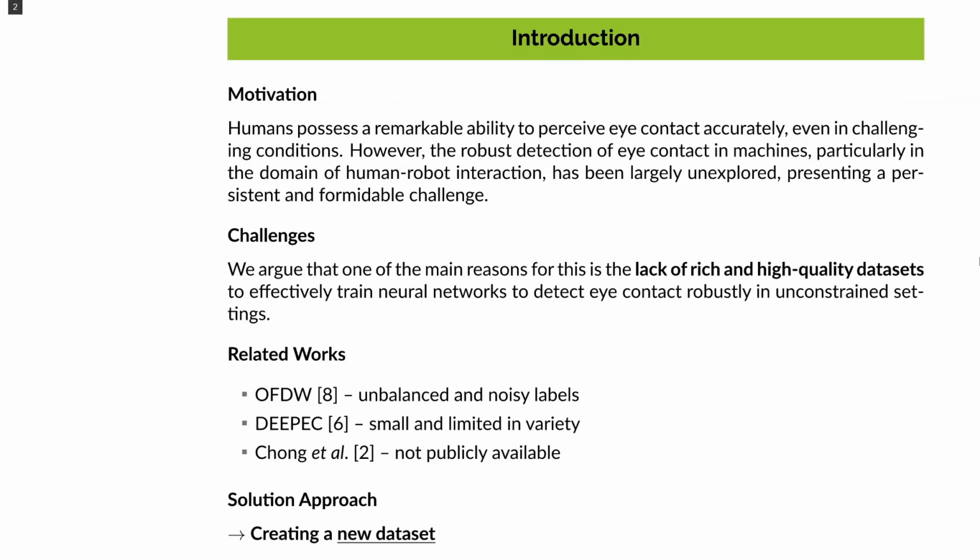Eye contact is a fundamental nonverbal interaction cue, and humans are very sensitive in detecting it. However, in human-machine interactions, for example with humanoid robots, this interaction level is largely unexplored. We argue that one of the main reasons is the lack of datasets that are big and qualitative enough to train end-to-end models. We tackle this challenge by creating a new dataset called NITEC.